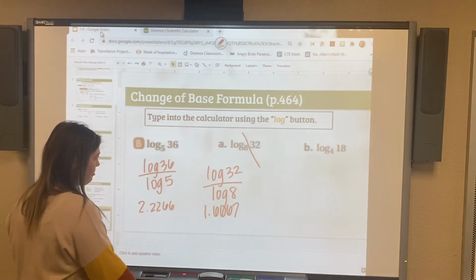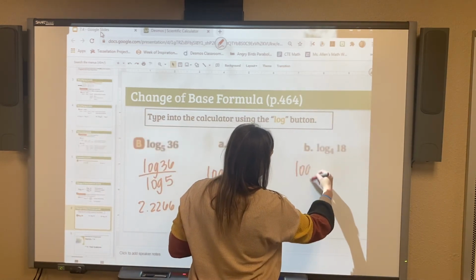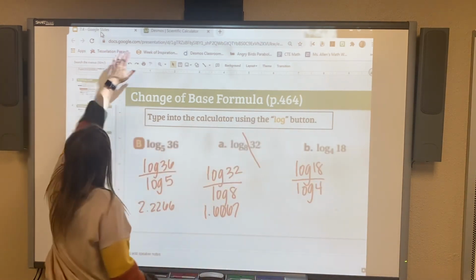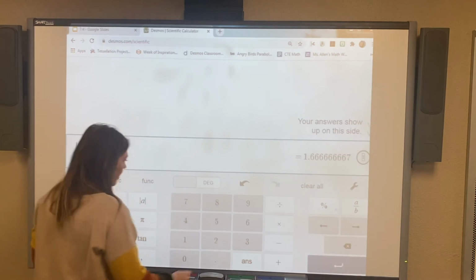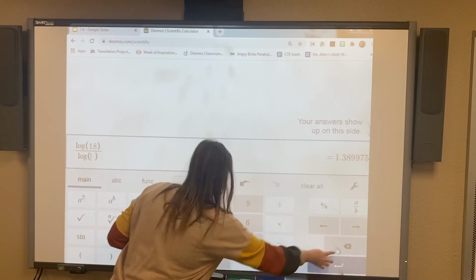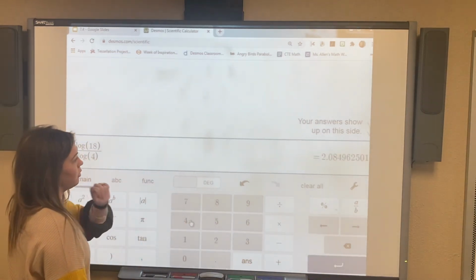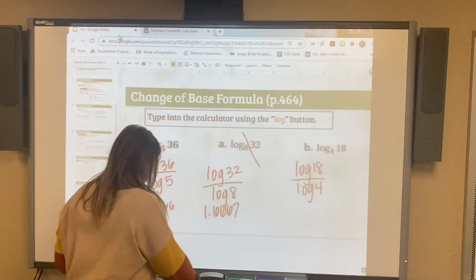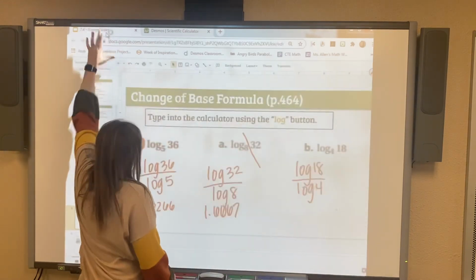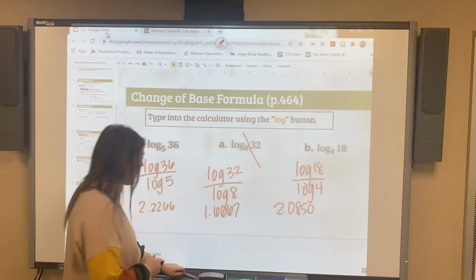Okay. And then our last one, we have log base 4 of 18. So our 18 is on top. Log of 18 over log of 4. And that's exactly what we typed into our calculator. Log of 18, and the bottom is 4. And we get 2.0849, so 2.0850. And that's the change of base formula.